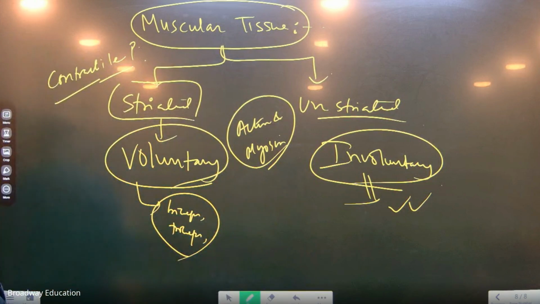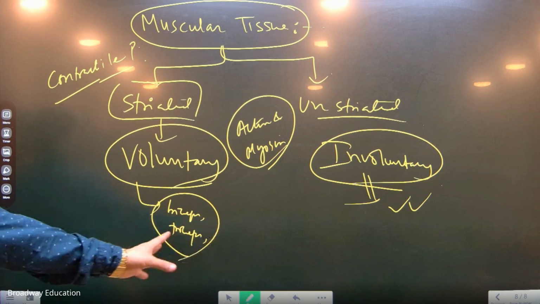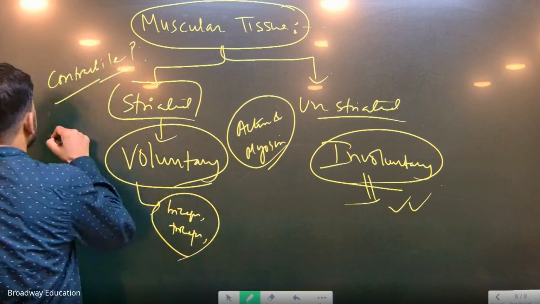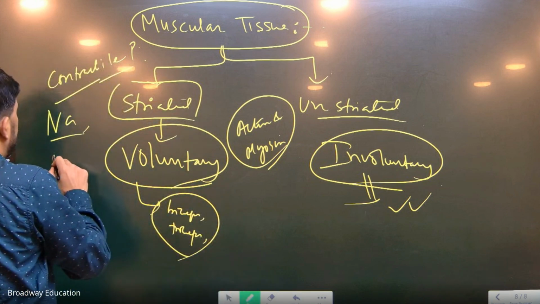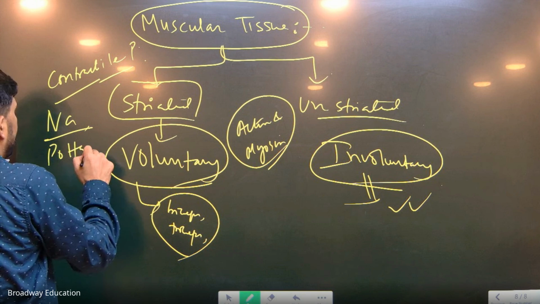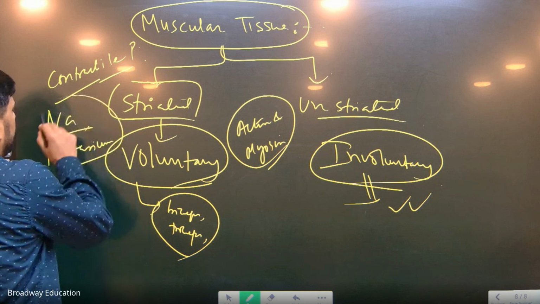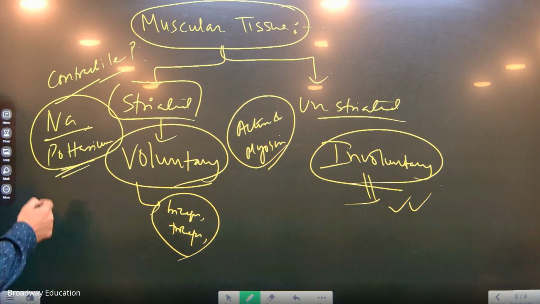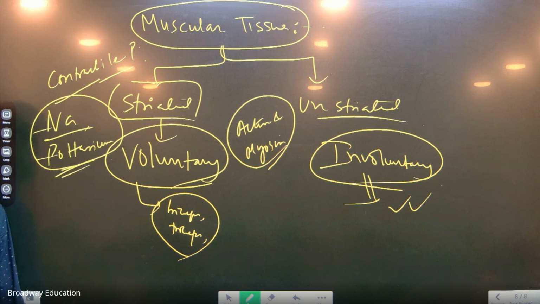I also said there are certain elements which are responsible for muscular contractions. What are these? Sodium, potassium. Is this clear? Yes or no? And to a certain extent, calcium also plays a role over here. Okay. Certain other elements are there, but sodium and potassium are important.